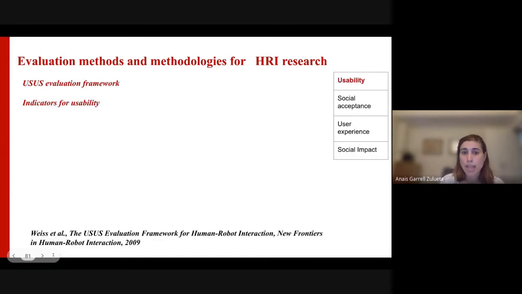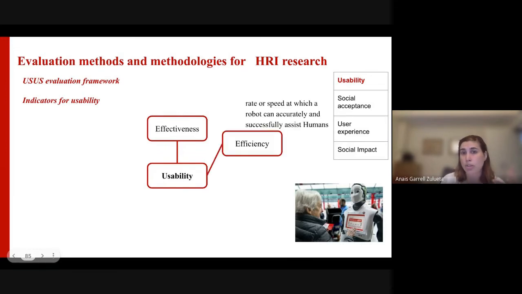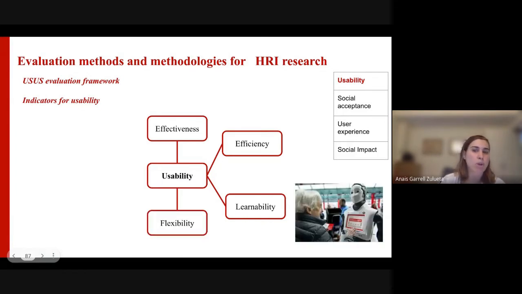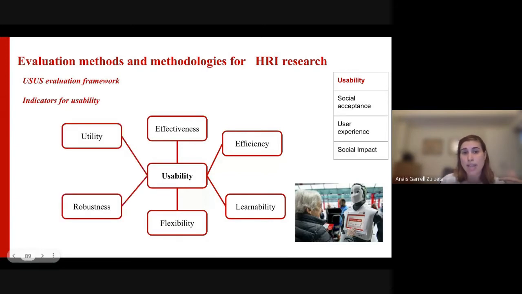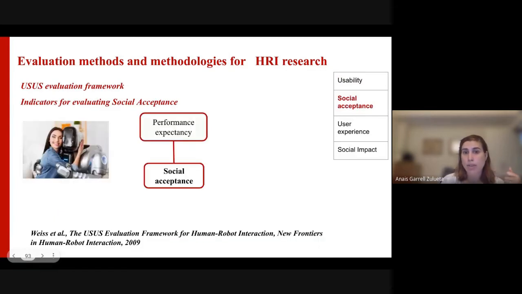And here, for instance, for the usability, we can measure the effectiveness, which is the success rate or task completion rate, the efficiency, which is the rate of speed at which the robot can accurately and successfully assist humans, the learnability, how predictable the robot is in doing these things, and the flexibility. If we change a little bit the task that the robot has to perform, will the robot be capable of solving the task? Robustness and the utility. And regarding the social acceptance, we have the performance expectancy.